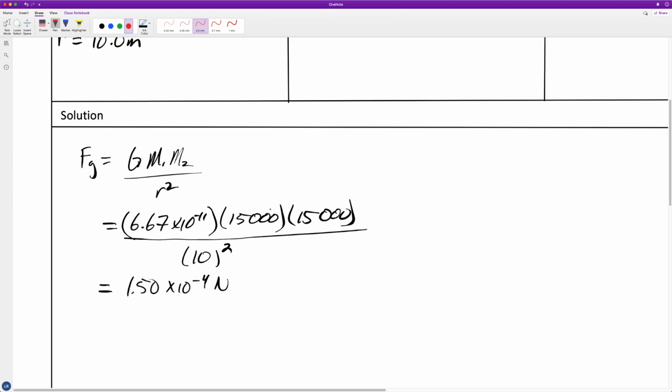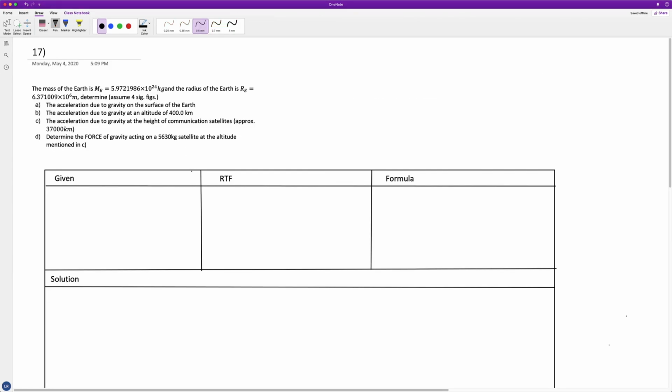So even with objects as large as shipping containers, 15 metric tons each, the force of gravitation between them is shockingly small. Next, sample problem 17.